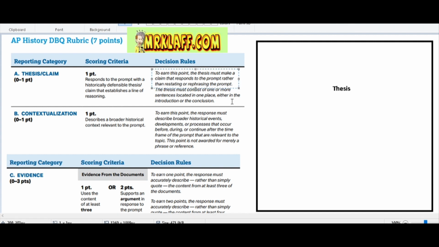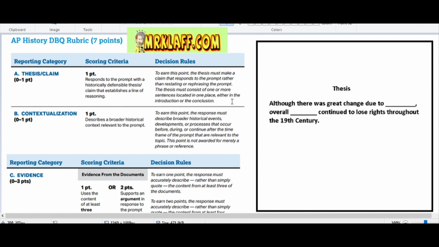A good way to do this, in my opinion, is to have a statement that starts with the word although: although there was great change due to blank, overall, something such as, it could be anything from people, it could be anything from unions, continue to lose rights throughout the 19th century. Make sure that you have a clear thesis that argues something, because the point of your entire essay is to carry out that thesis through all paragraphs that you have.